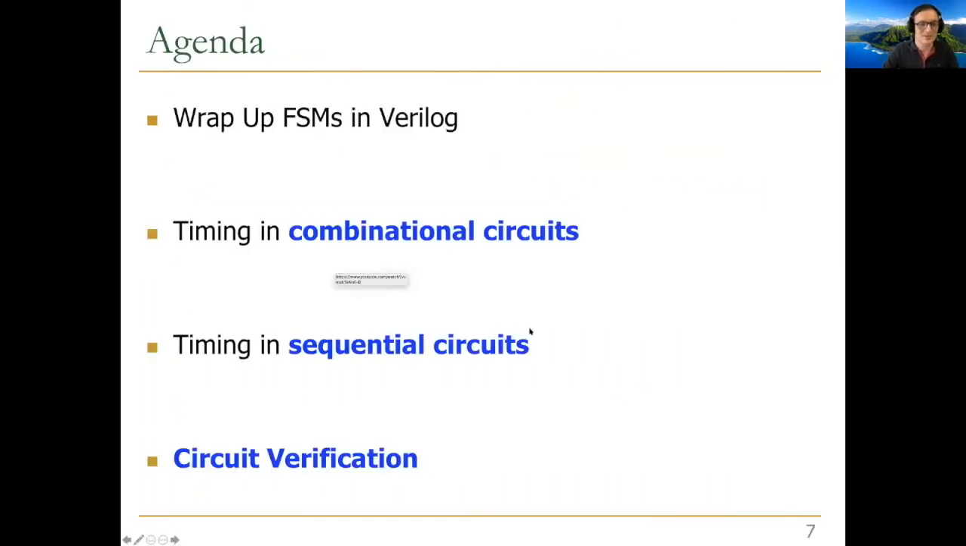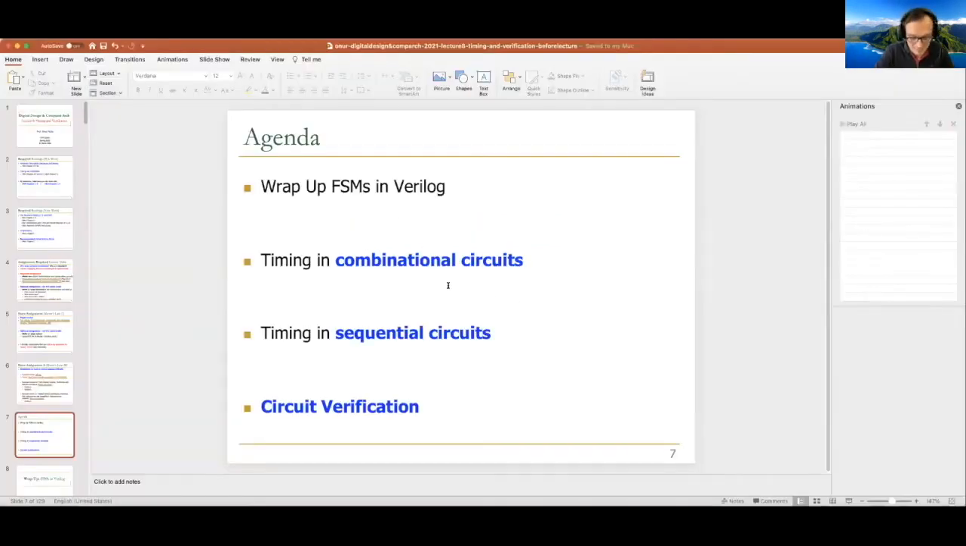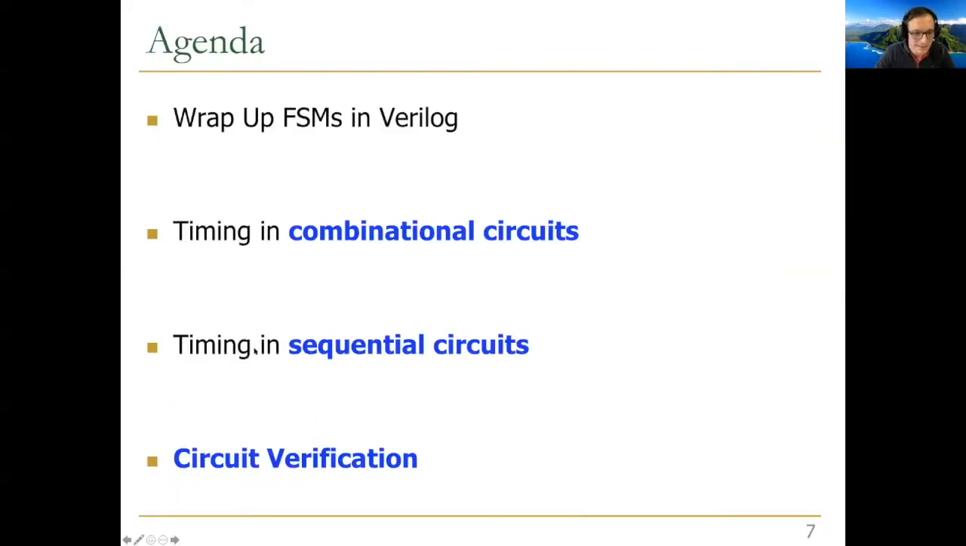So this is the agenda for today. Basically, I plan to wrap up finite state machines. Oh, wait a second. I hear myself. Okay, I had to close the YouTube window.